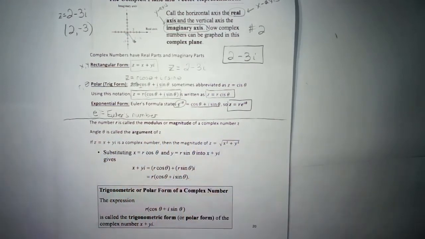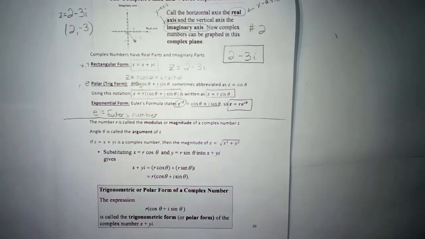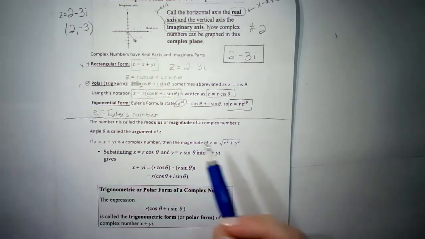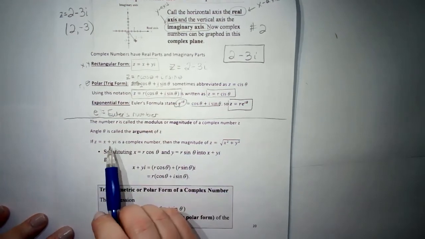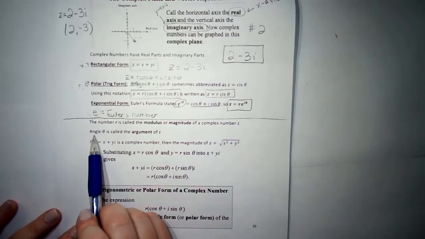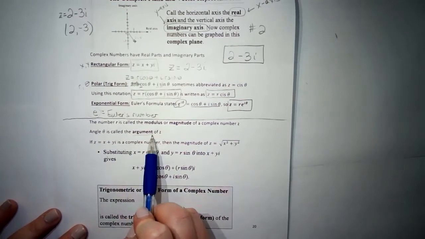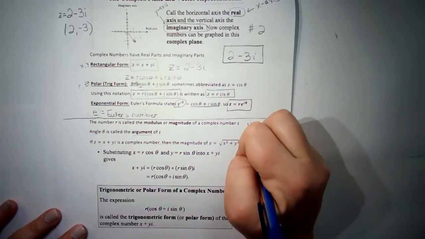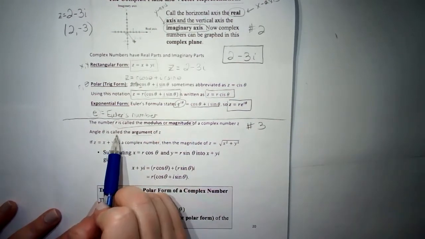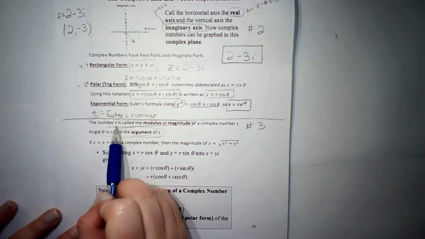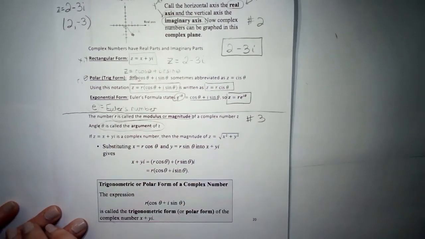So in polar plane, okay, polar form, r is your radius. In complex plane, we call r the modulus or the magnitude. And that's going to come into play when we get into vectors, okay? Angle theta is called the argument. So this is number 3 on my math lab. r is your modulus or magnitude. Theta is your argument. Okay.